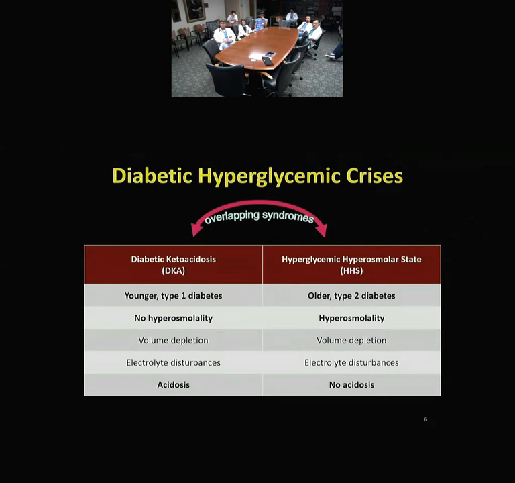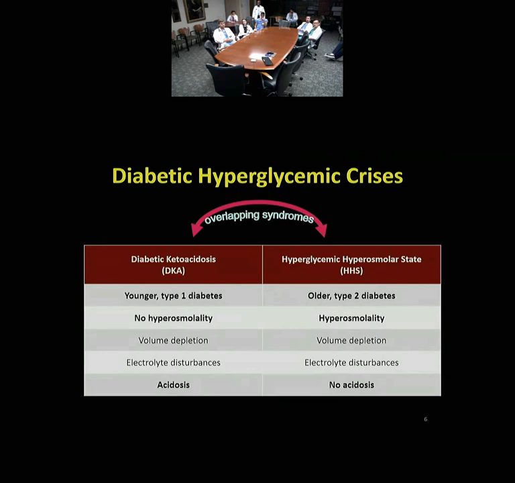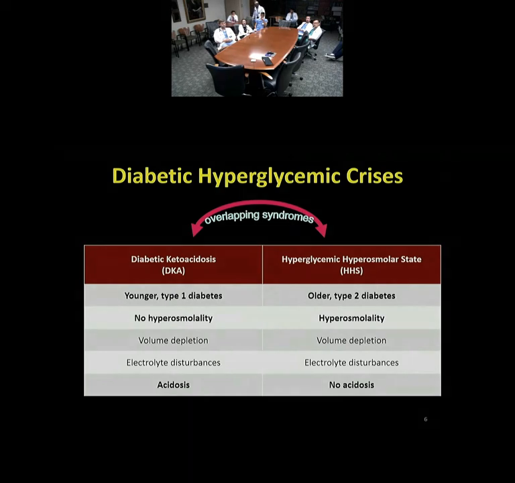Typically, diabetic ketoacidosis shows up in younger, type 1 patients. They don't have hyperosmolarity, they have significant volume depletion, electrolyte issues, and acidosis. Type 2 patients are usually the ones who present with HHS, and they're older. They have hyperosmolarity, volume depletion, electrolyte disturbances, and no acidosis.